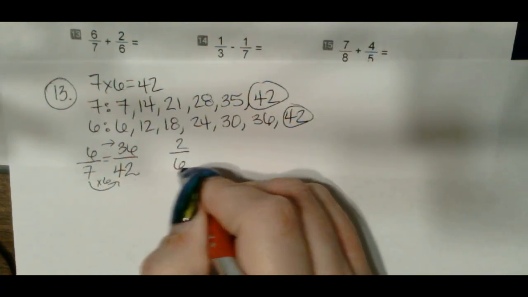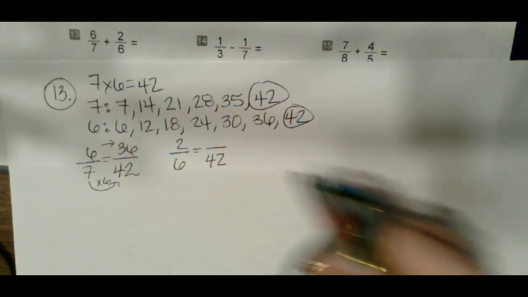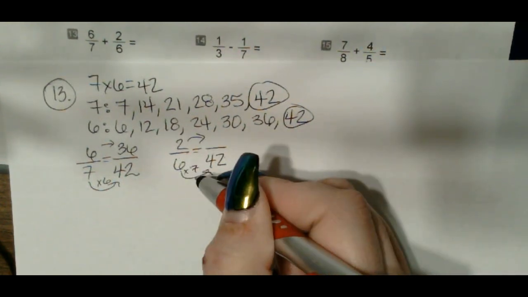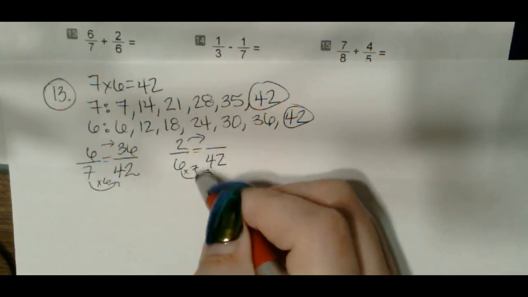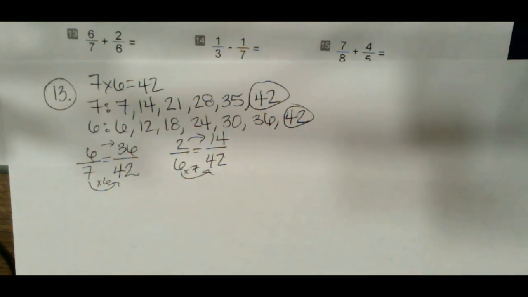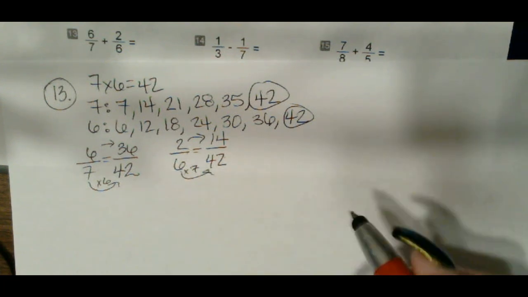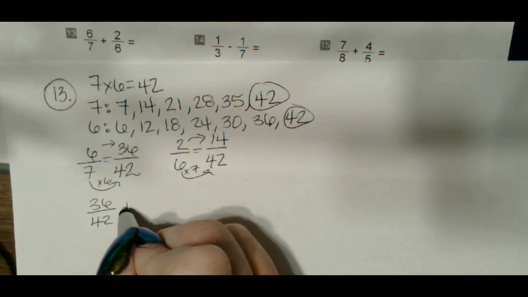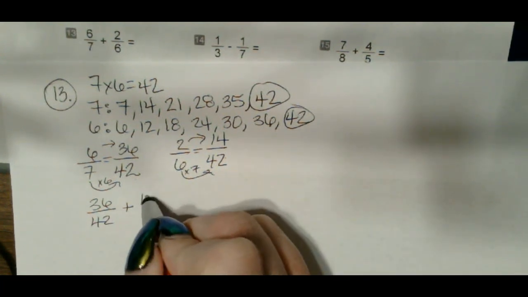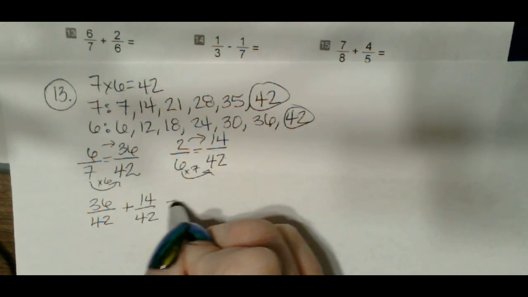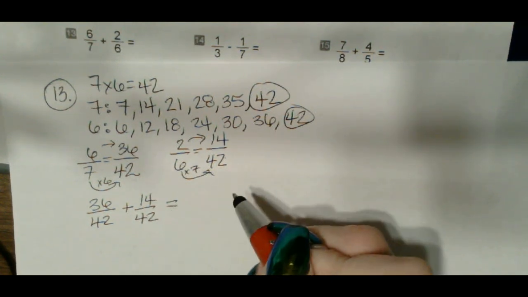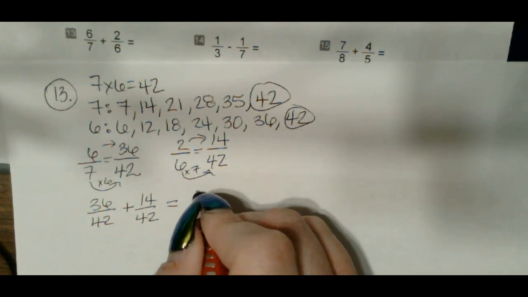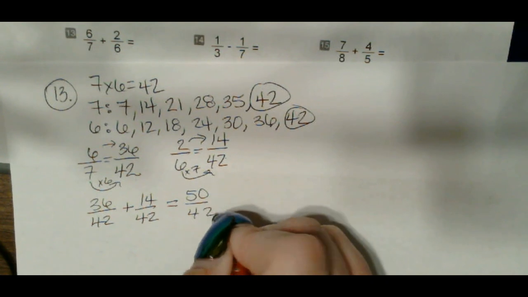All right, 2/6. Our denominator needs to be 42. 6 times 7 gave me 42, so whatever I do on the bottom, I have to do on the top. 2 times 7 is 14. So now we add them. 36 over 42 plus 14 over 42. And you should get 50 over 42.